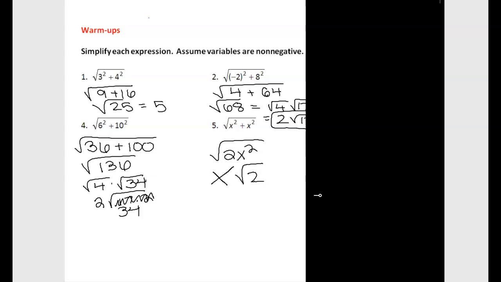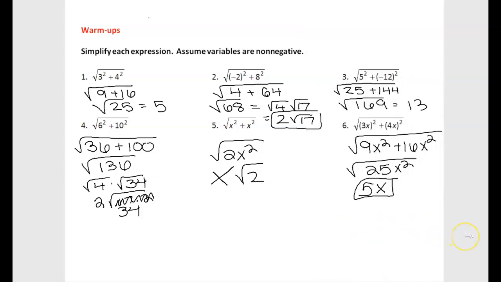So that's what it means when it says assume the variables are non-negative. It means that if you bring out an x squared as an x, x cannot be negative, so you don't need your absolute values. And then in the last one, you have to distribute the square to both the number and the variable. And again, take your square root. If you had 5 absolute value of x, that's fine. 5x is also fine.